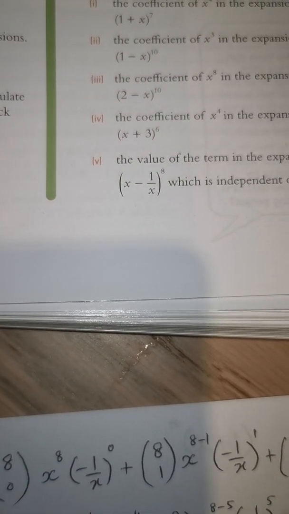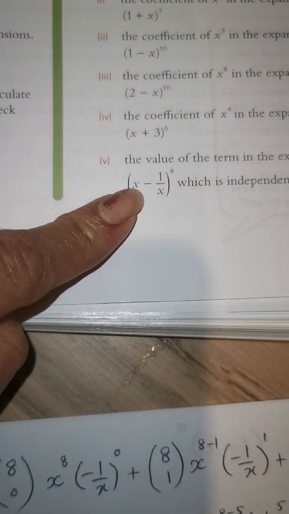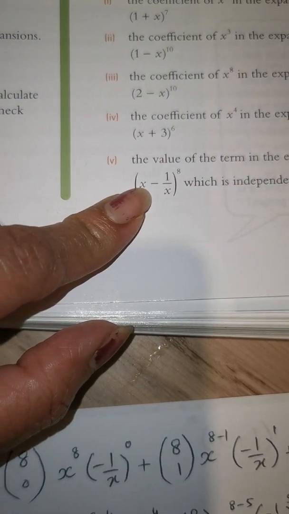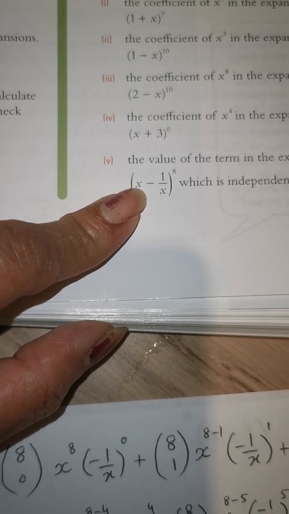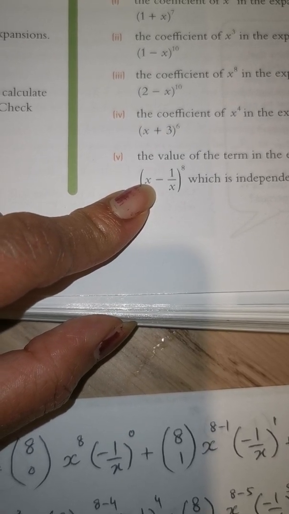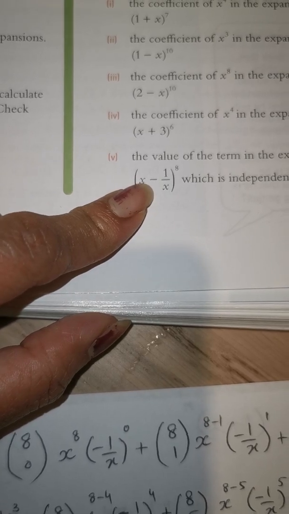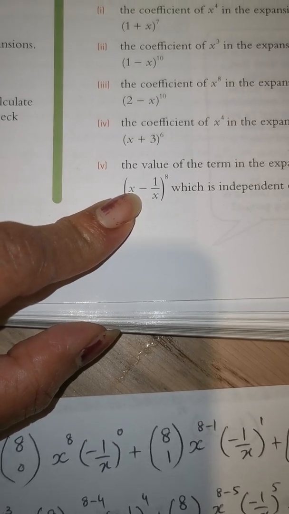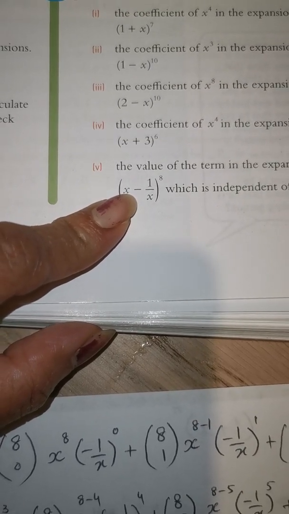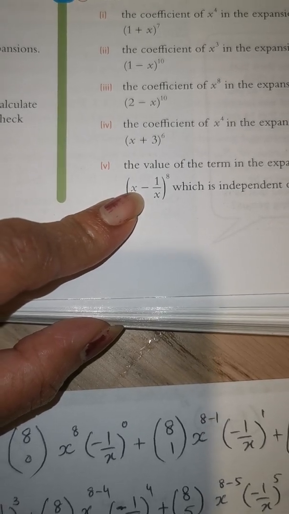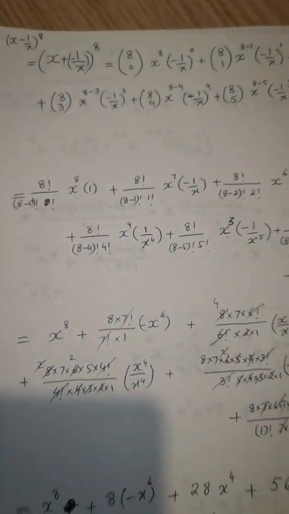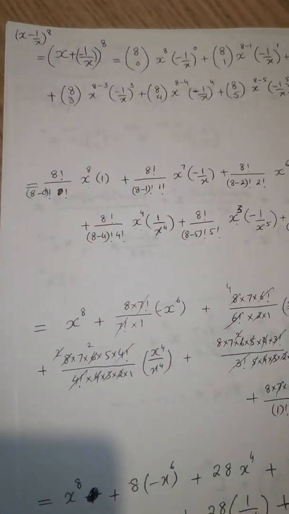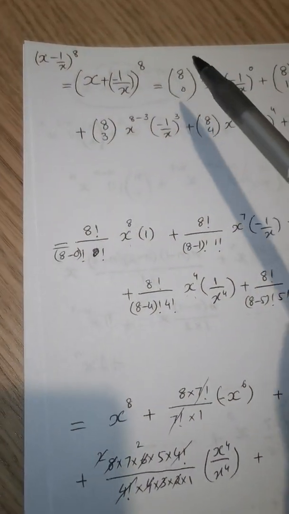In this question you will notice that we have used a minus sign, but in the binomial expansion we have a plus sign. I have told you in my previous videos that I will solve one of this type for you. So I have solved it here and I will tell you which techniques I have used.